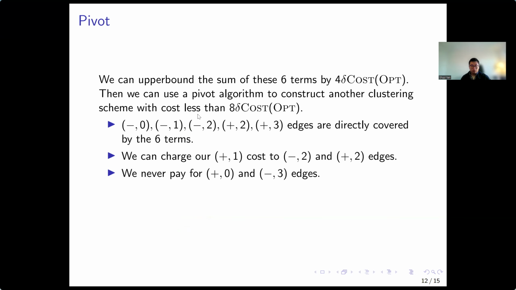Okay, so the sum of the cost of the 8 types is at most 4 delta plus 4 delta. So that is 8 delta times the cost of optimal. Then we know that one of the local search solutions is a 2 minus 1/8 approximation, because delta must be greater than 1/8.